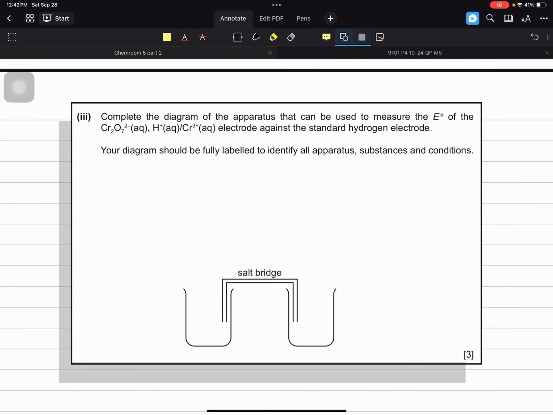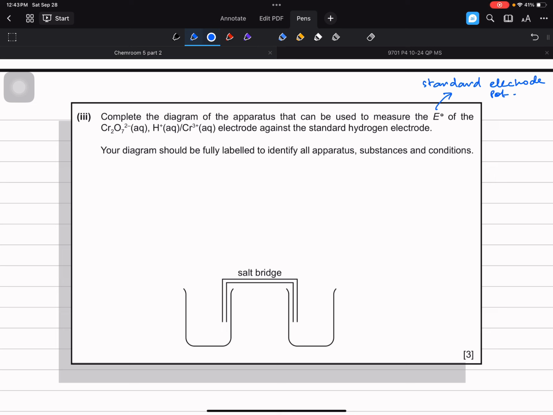So guys, let's see this part. It says complete the diagram of the apparatus that can be used to measure the standard electrode potential. This is, by the way, the standard electrode potential of the dichromate, hydrogen ion and chromium 3+ ion against the standard hydrogen electrode. Your diagram should be fully labeled to identify all apparatus, substances, and conditions.